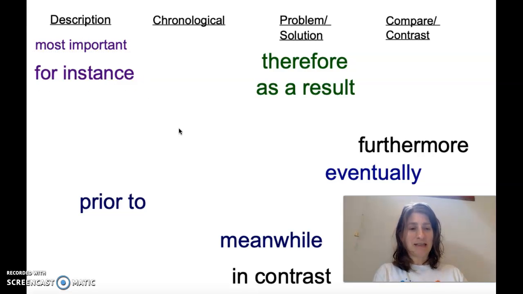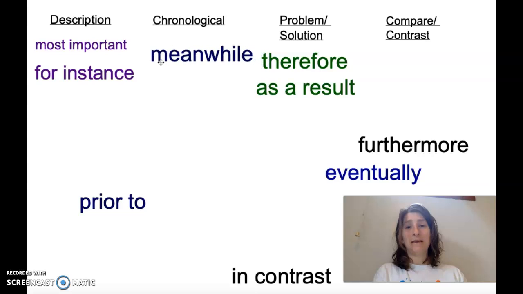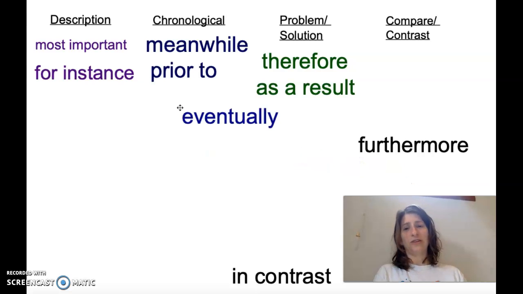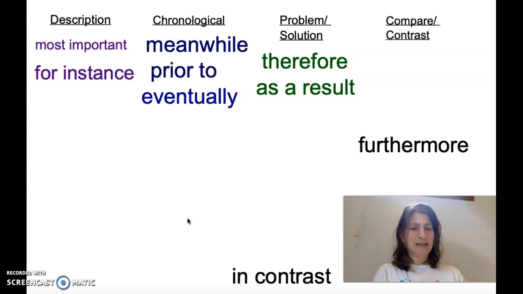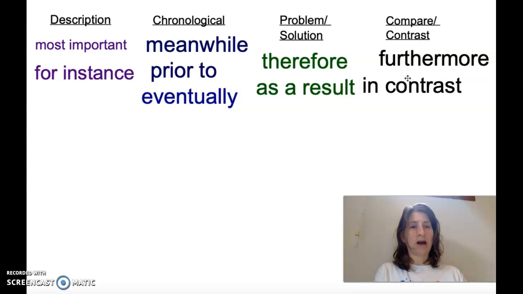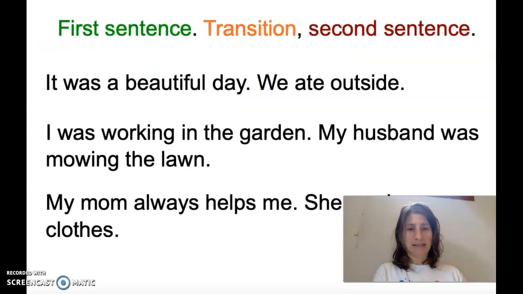Can you spot the ones that show time or the chronology of something? That's right. Meanwhile, prior to, meaning before that, and eventually. Which one means something more is going to be added? That's right. And which one means the opposite? That's when you're contrasting, saying how something is different. Here's our last practice. Let me move my picture.